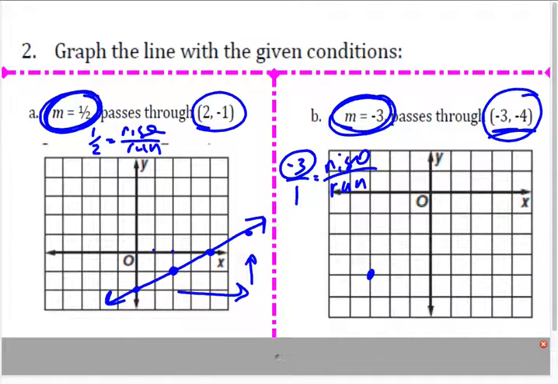So down 3, 1, 2, 3, over a positive 1. So many people go down 3 and back 1, and that's wrong. Can't do that. The opposite of negative 3 over 1 is positive 3, 1, 2, 3, and negative 1. And this is what my line should look like. And as I go to the right, it should be going down because it is a negative slope, and it is. So we graphed it correctly.